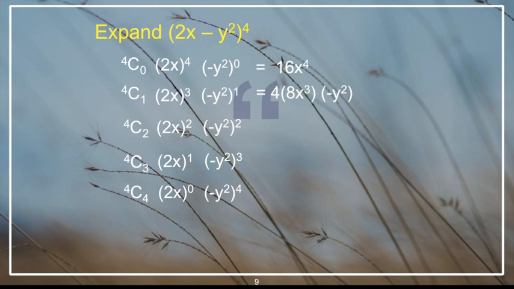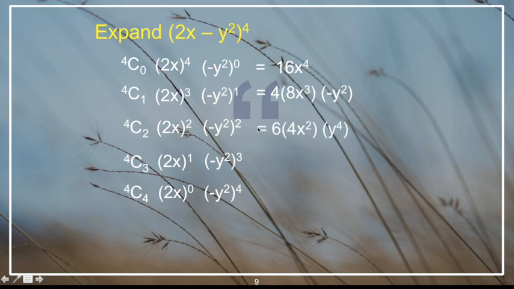So this is just 1. Combination of 4 taken 0 is just 1. So we are left with (2x)⁴. When you remove the parentheses, it is just 16x⁴. Here you obtain this because you applied the laws of exponents. Then this one: combination of 4 taken 1 is equal to 4, (2x)³ is 8x³, and then (−y²)¹ is negative y². Correct.